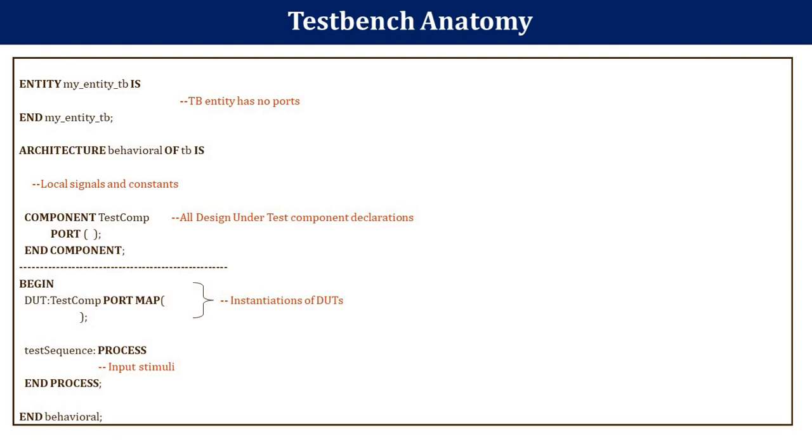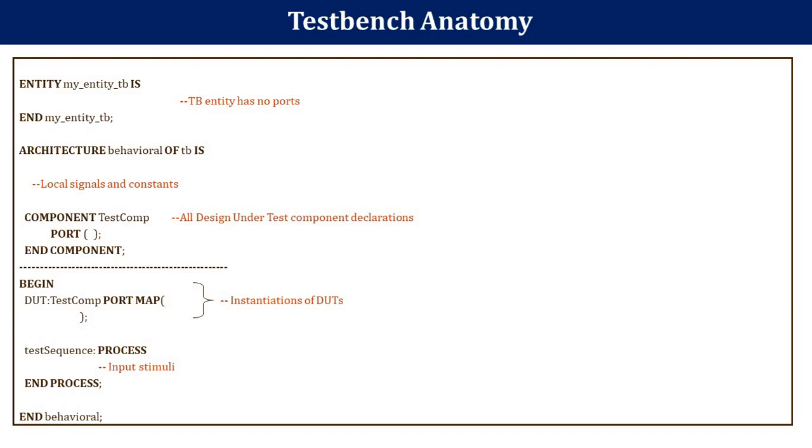The component name is test comp. This test comp is our main code. Component test comp port, here you have to declare all the ports of your main code. Then end the component. After that, begin. Here you have to instantiate that component. This is a very important part. After declaring your main code as a component, you have to instantiate the component, meaning make connections for inputs and outputs. Write begin, then dut is a label, colon, test comp port map, and in the port map you have to instantiate your component, meaning connect your inputs and outputs, and also initialize that component.